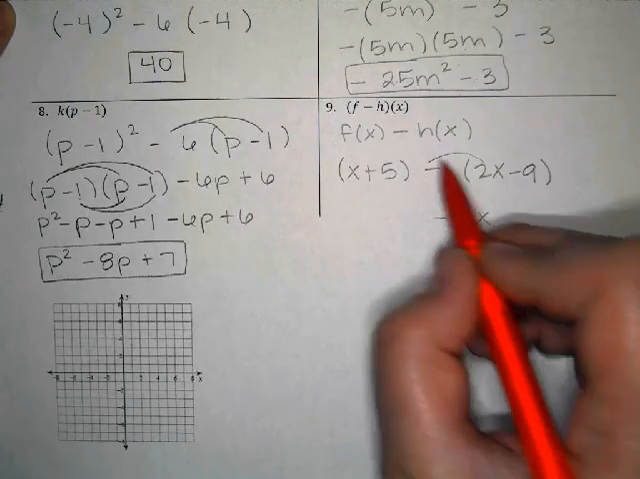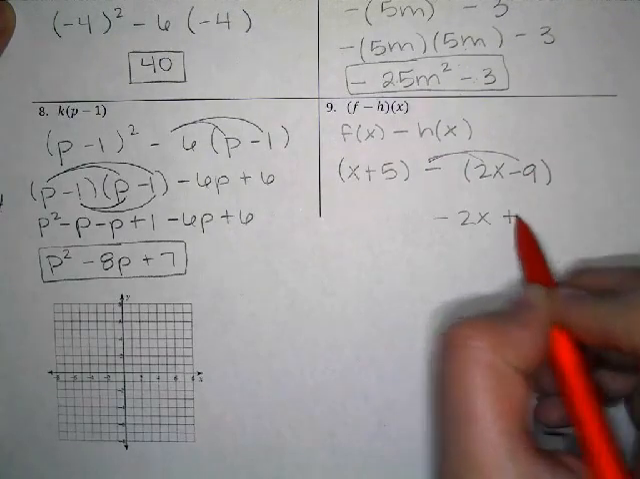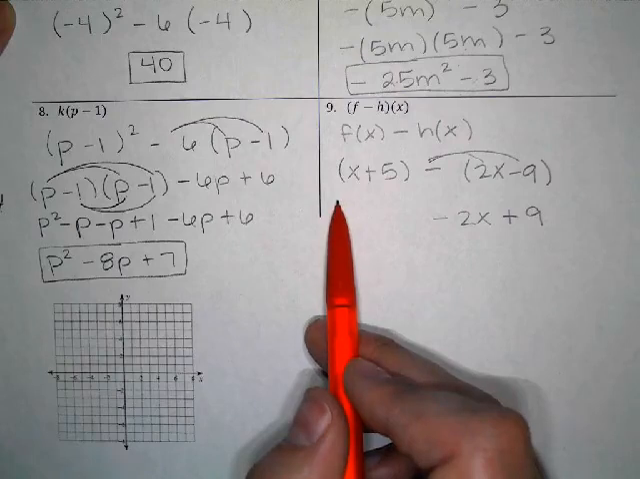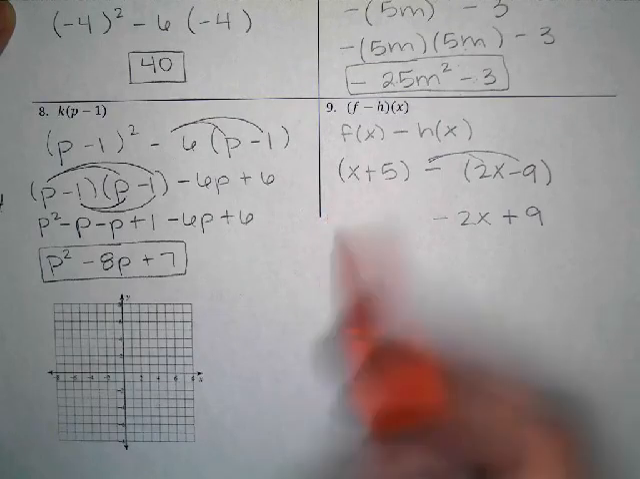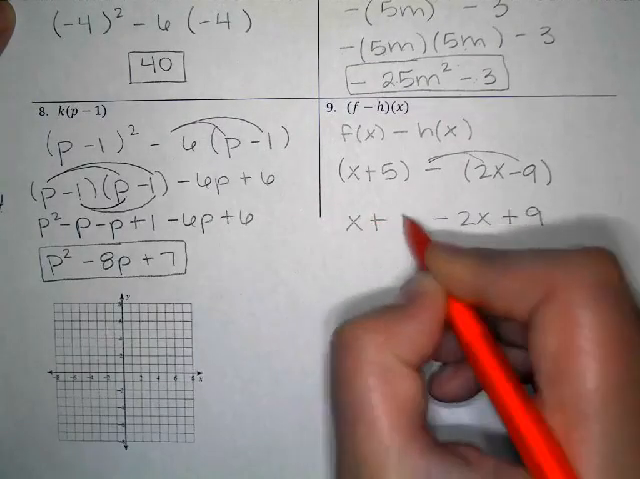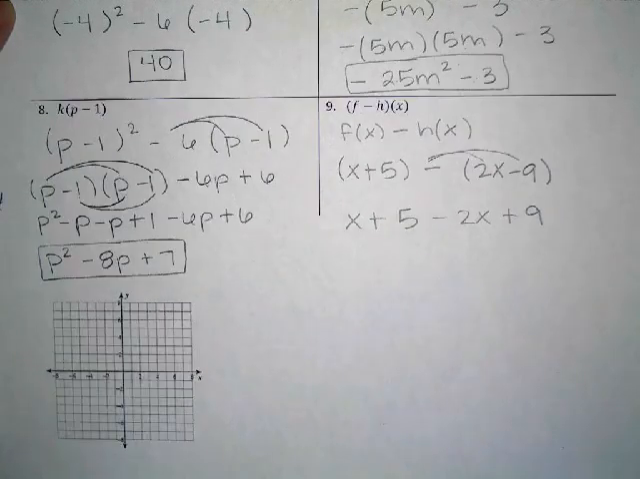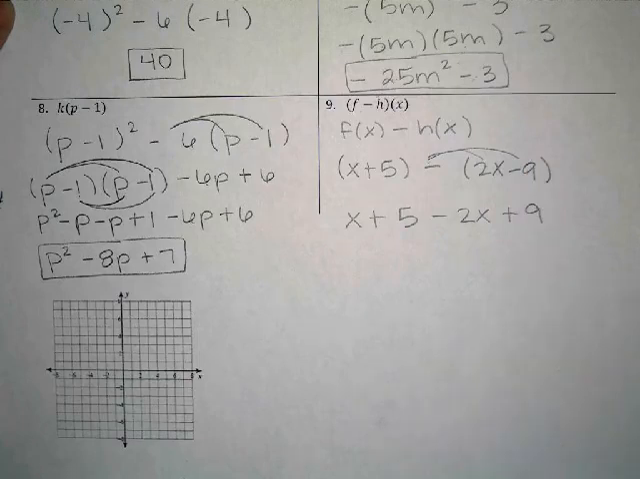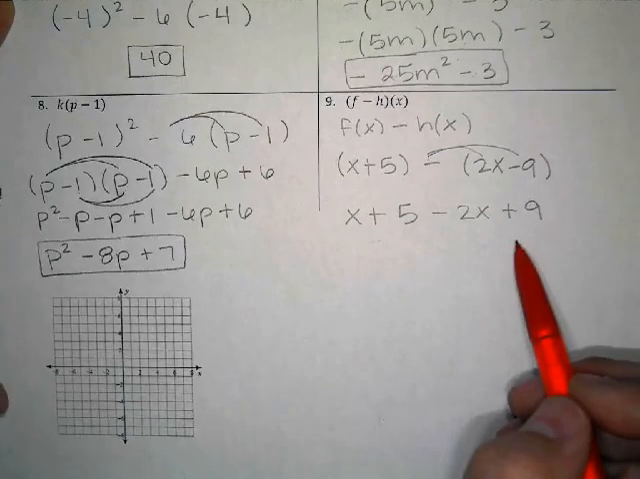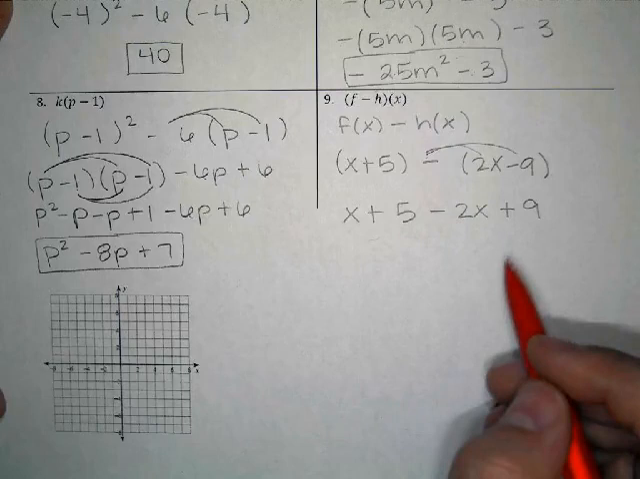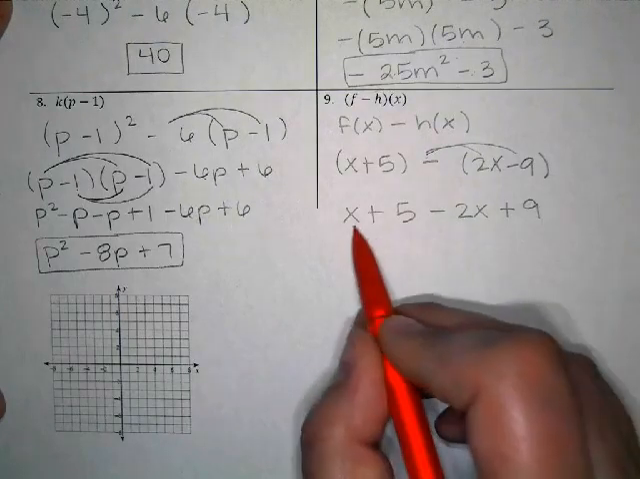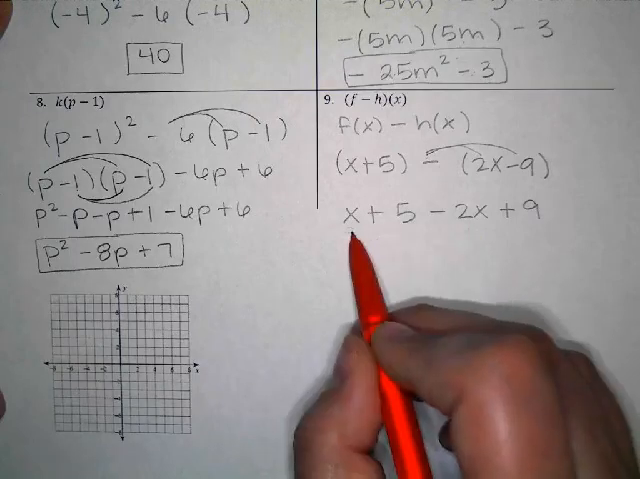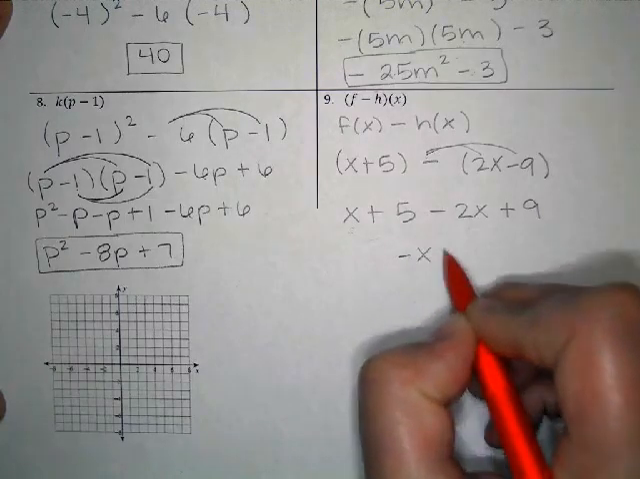Negative 2x and plus 9. What about the part in the beginning? Just throw it in there. Nothing happens to the part in the beginning. You just write it down. Okay. So negative 2x plus 9. And then now what do we do? Combine like terms. Negative x plus 14.